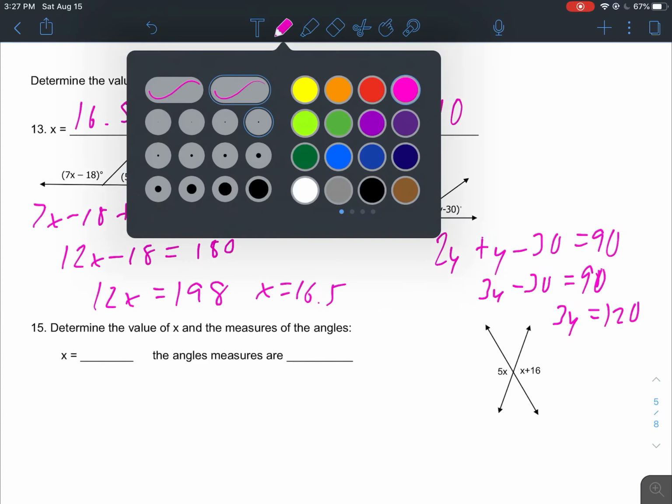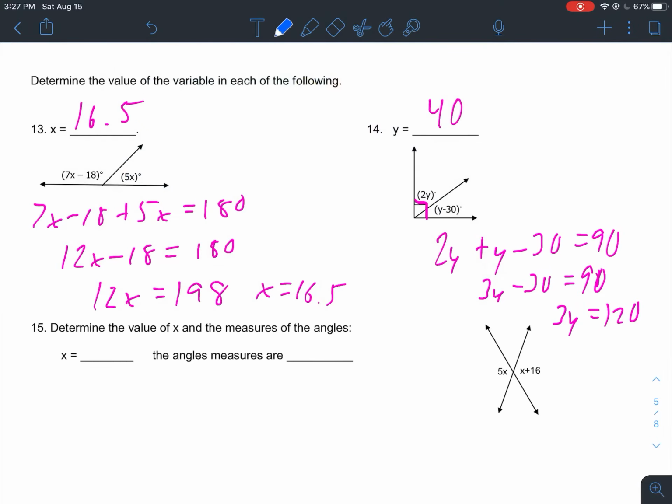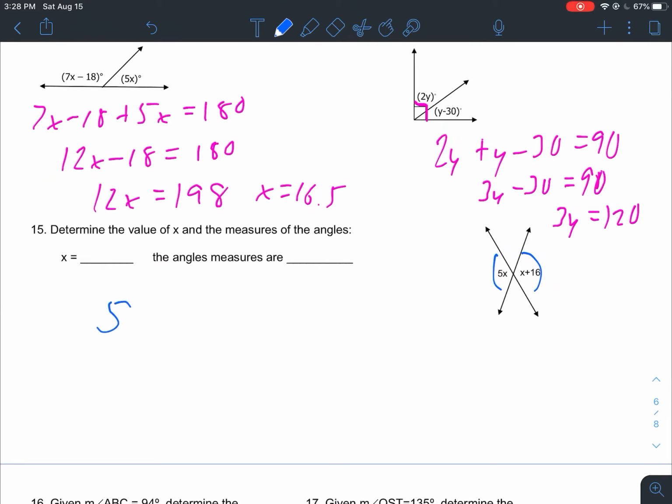Number 15. Do we remember what these angles are called? These are called a pair of vertical angles, which means they are always going to be congruent. So we set them equal to each other. And that's it, solving that. So subtract x over, divide by 4, we get x equals 4. Substitute that 4 back into either of these. We should get the same answer because they're congruent, and we get the angle measures are 20 degrees.